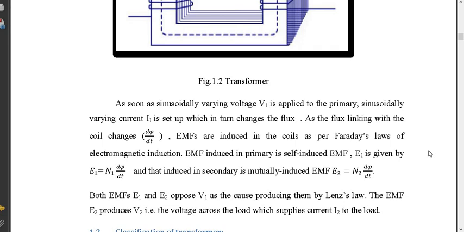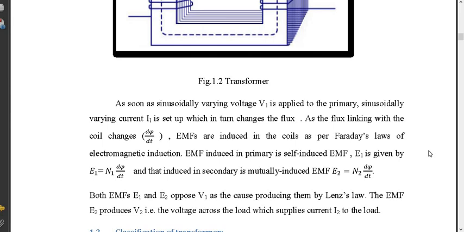EMF induced in the primary winding will be self-induced EMF, because a sinusoidally varying voltage is fed to the primary, a sinusoidally varying current is set up in it, and because of that a sinusoidally varying flux is set up in the primary winding. Now this causes self-induced EMF even at the primary winding. The flux linking with the secondary winding produces EMF in the secondary winding.